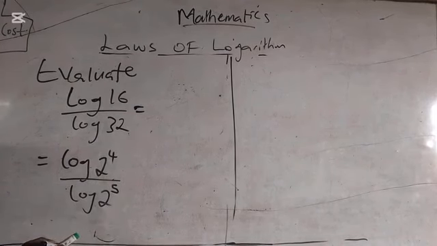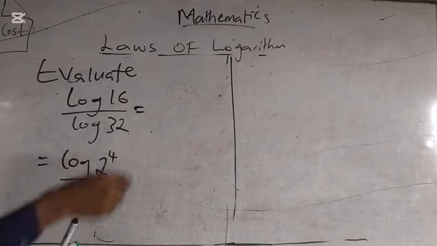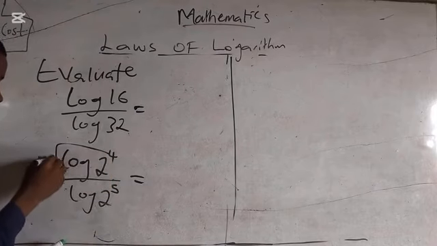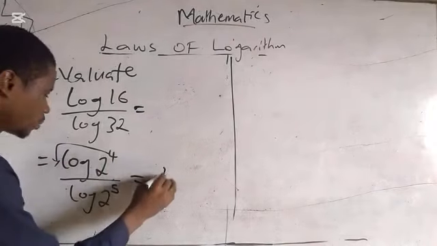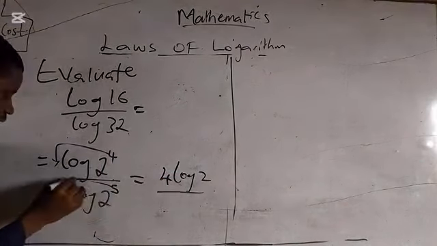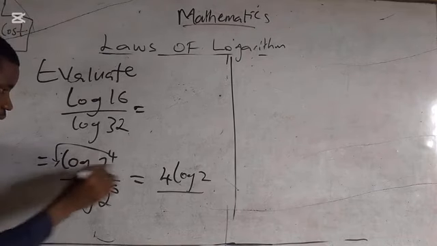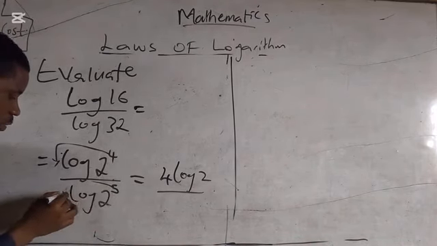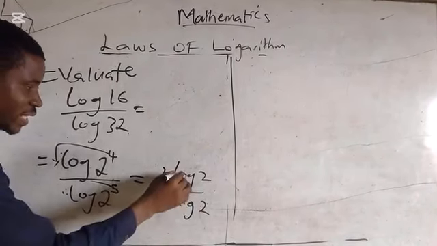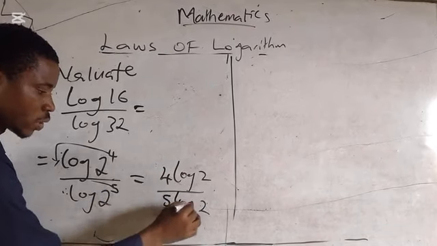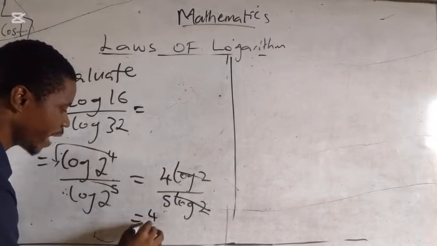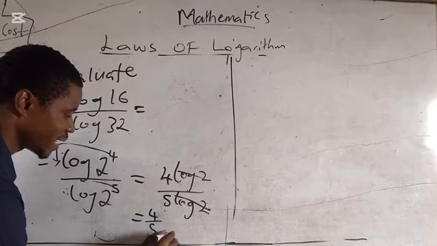Remember the law that says that you can bring the power of a logarithm to this place. So I can bring this 4 to this place, and it becomes 4 log 2. At the same time, I can bring this 5 to this place, and it becomes 5 log 2. Now you can see this log 2 and this log 2 can cancel out. If they cancel out, I am left with 4 over 5. That is my answer.